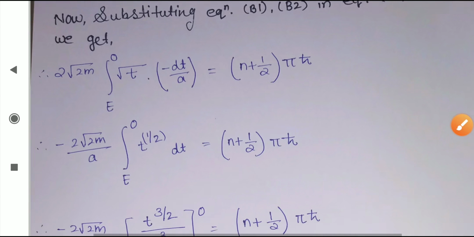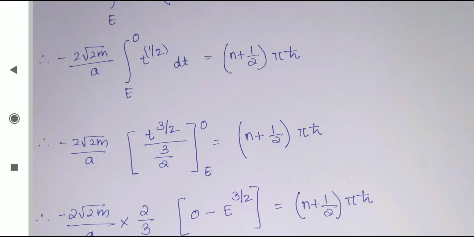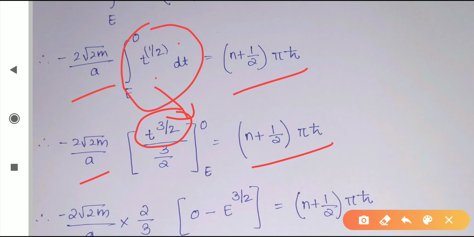So now let's move on to the next step. We will solve this integration. Now you know how we got this integration from e to 0. All the terms I have written as it is, this term and this term here. Only this integration we will solve. So what is the integration of t raised to half? We will get t raised to 3 by 2 upon 3 by 2. And the limit we will write as it is, e to 0.